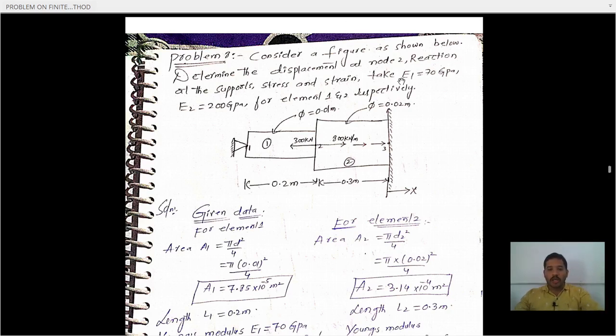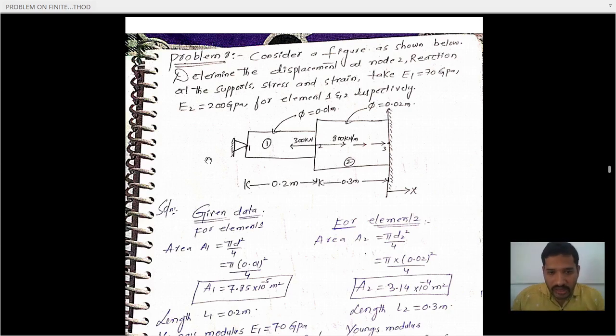Take the modulus of elasticity of a material as 70 gigapascal for E1, meaning for the first material, and the modulus of elasticity for the second material is given as 200 gigapascal for elements 1 and 2 respectively.